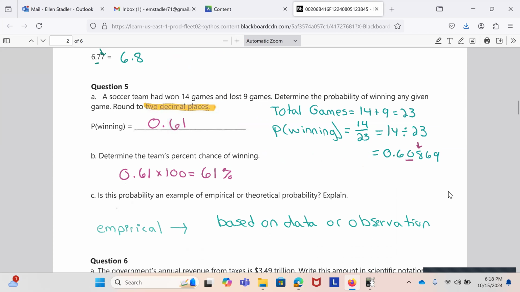Questions on that? Based on data or observation, yeah. Theoretical would be more mathematical, where you can tell, like a coin. There are 2 options, tails is one of them. The ones that we don't have a good way to do mathematically are usually empirical or experimental. So it's the same word.